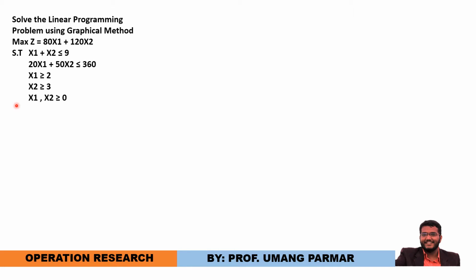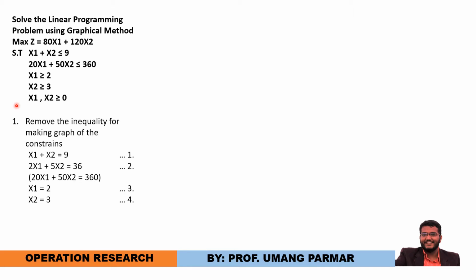Now moving towards the graphical method, our first step is to remove the inequalities. So here you can see that in our four constraints we are having the less than or equal to and greater than or equal to. These two are the inequalities. So our first task is to remove these inequalities. So we are modifying our first equation as x1 plus x2 equal to 9. In place of less than or equal to, we are mentioning the equal to sign.